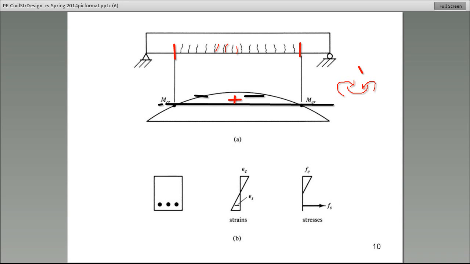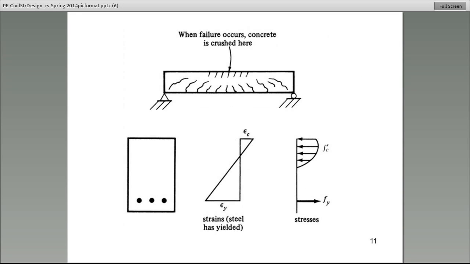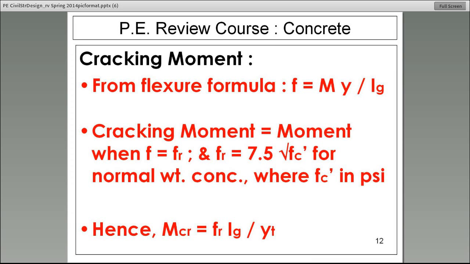Very good. Now, on the test, they will give you certain properties, and they will ask you, please find the cracking moment for this beam. This slide actually shows the second and consequently the third stage of life of the beam. So let's move on. What I want you to concentrate on is how to calculate the cracking moment, and I'm going to show you an example. This is very important, and it's not difficult at all. All right?